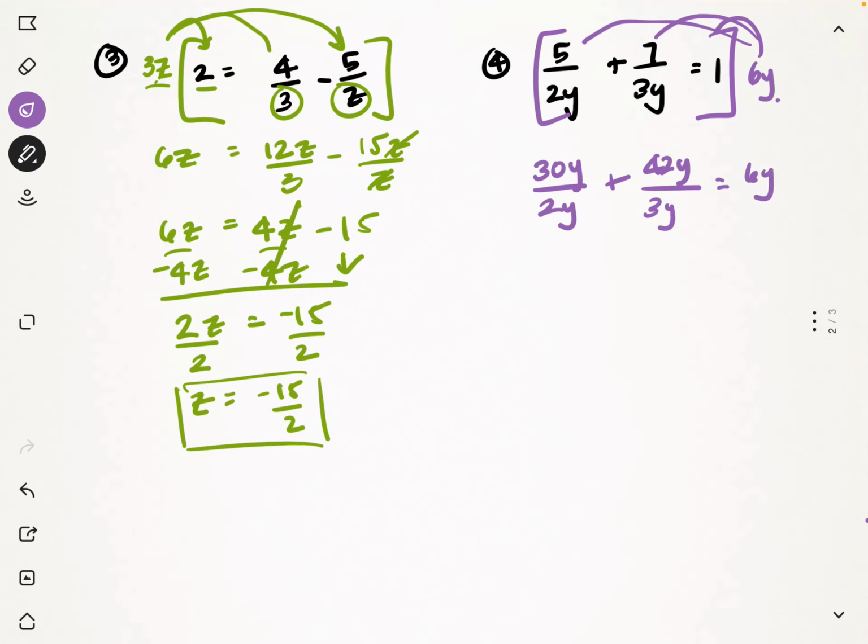Okay, so let's go ahead and simplify. 30y over 2y, the y's cancel. And then 30 divided by 2 is 15. The second part, 42y over 3y, the y's cancel again. And then 42 divided by 3 is going to give us 14.